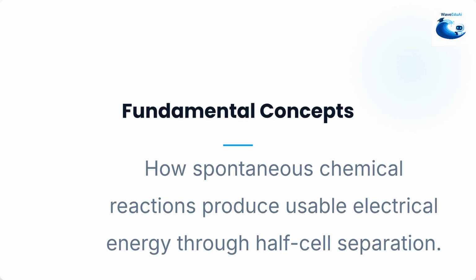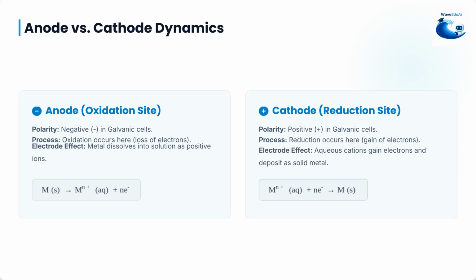We can harness the energy from these reactions by physically separating the oxidation and reduction half cells, which allows us to capture the flow of electrons as usable electricity. Understanding the dynamics is simple. The anode is the site of oxidation, where metal atoms lose electrons and dissolve into solution. The cathode is the site of reduction, where aqueous cations gain those electrons and deposit as solid metal.